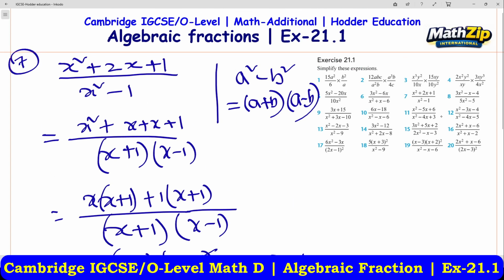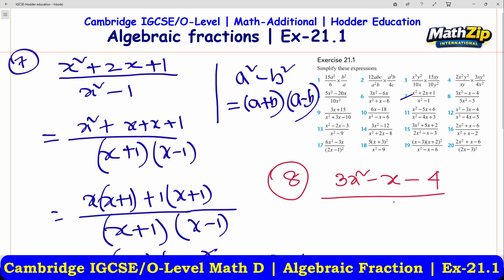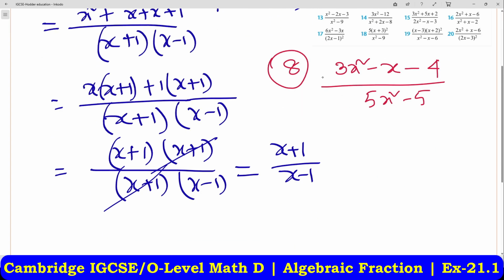So number 7 done. We will try to solve one more math in this part. So number 8, which is 3x² − x − 4 ÷ 5x² − 5. So this case we can write like 3 times 4 is a 12. 12, if we modify, we will get what? We can get, here is a 3x² and −x. So 3 times 4 is a 12, and 4 minus 3 is a 1.